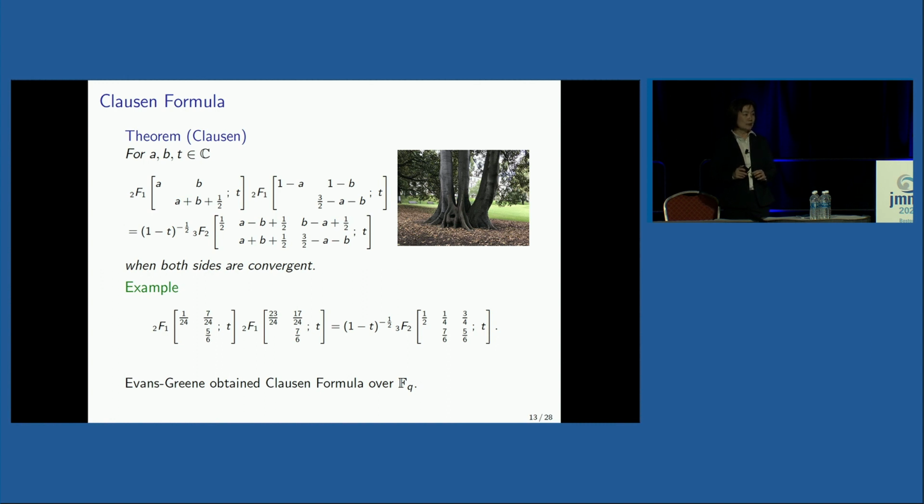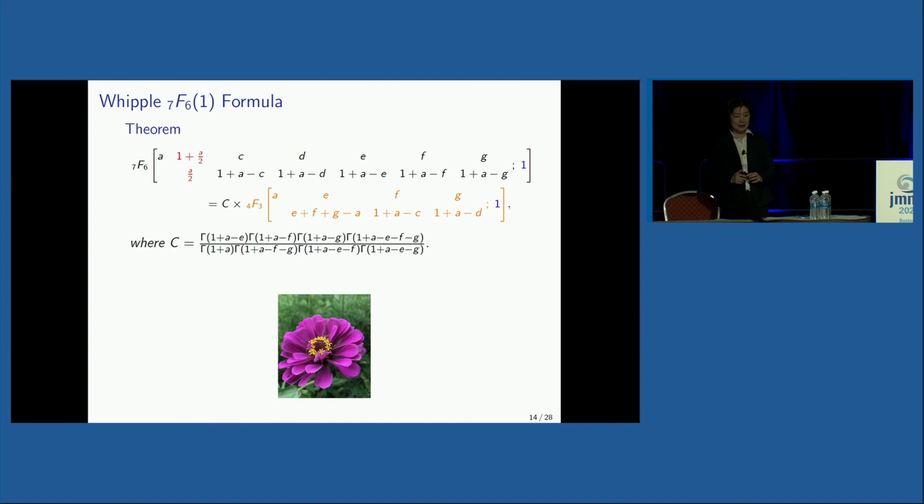And the cool thing about the 3F2 is that now the hypergeometric datum on the right-hand side is the same as the second example, defined over Q. That will actually give us a lifting of the Galois representation. And I would like to also mention that Ron Evans and John Greene attained the finite field analog of the Clausen formula. Okay? So here is the second useful formula that I mentioned, which is called the Whipple 7F6 formula.